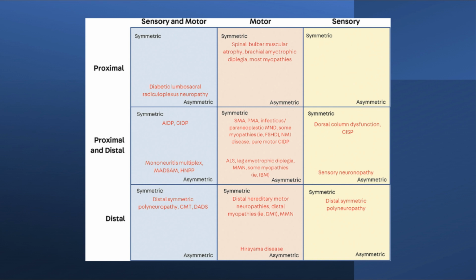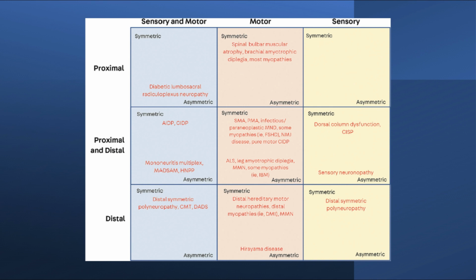So inclusion body myositis is upper extremity distal, lower extremity proximal. That's another pattern, like lower extremity distal, upper extremity proximal. So as I said, there are 9 different patterns to that. So then comes symmetric, sensory, proximal and distal involvement. Then there is dorsal column dysfunction, or there could be chronic inflammatory sensory polyradicular neuropathy or neuronopathy. And then if it's asymmetric, then there is sensory neuronopathy.